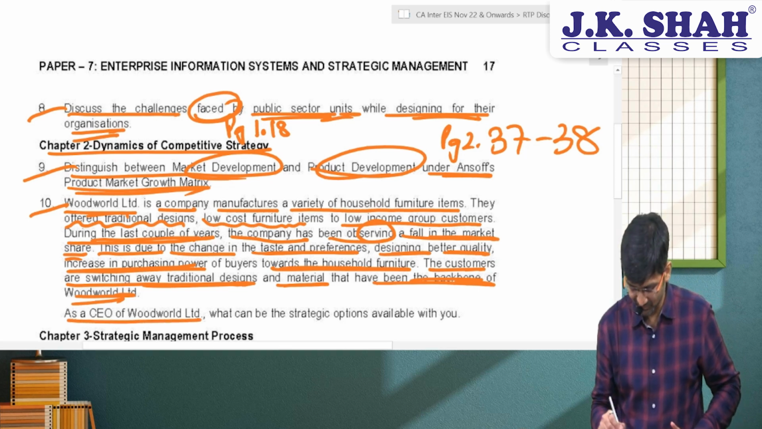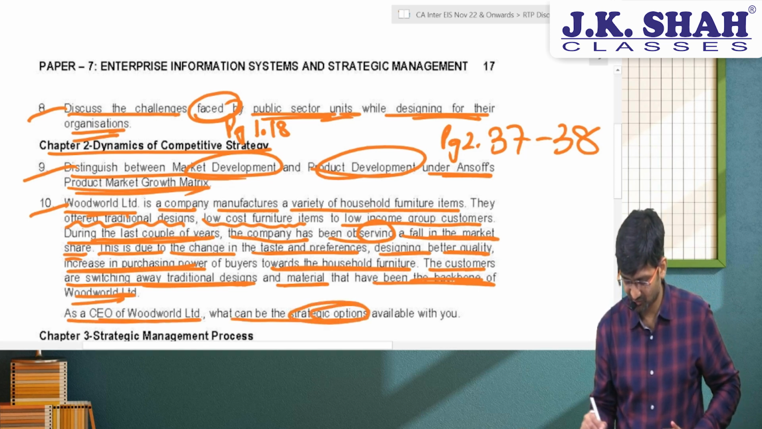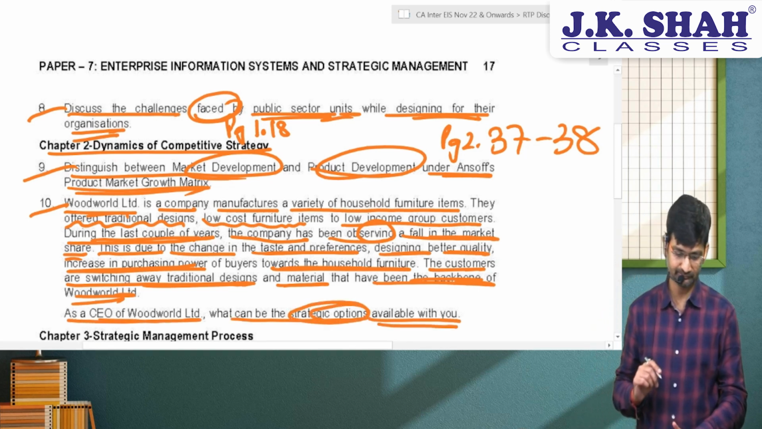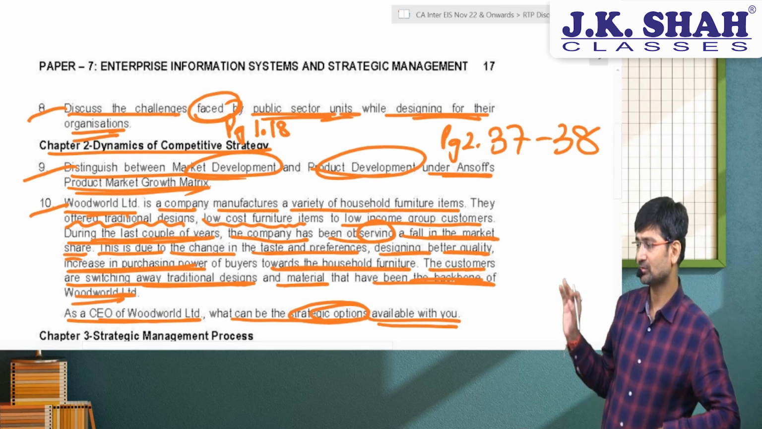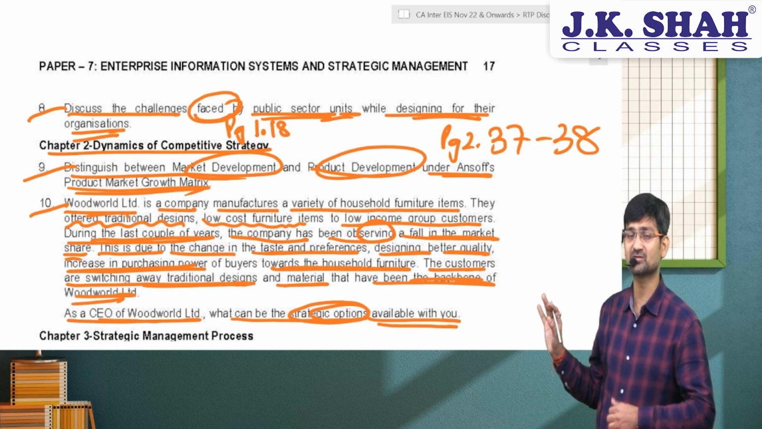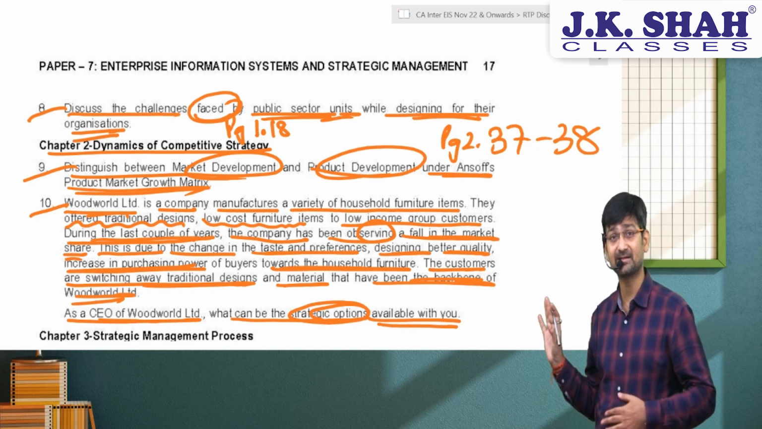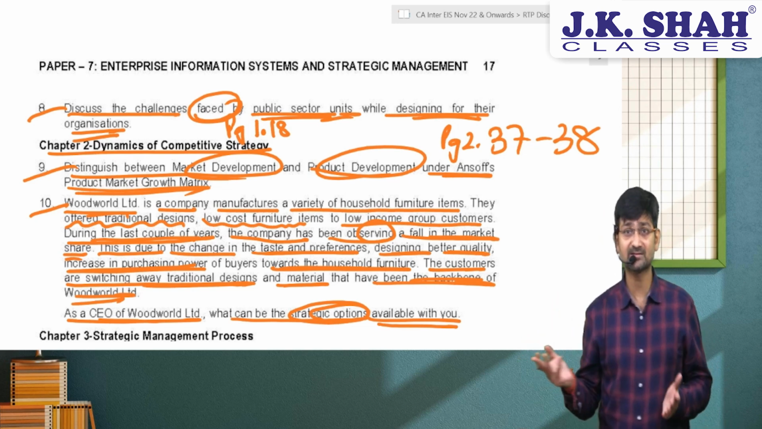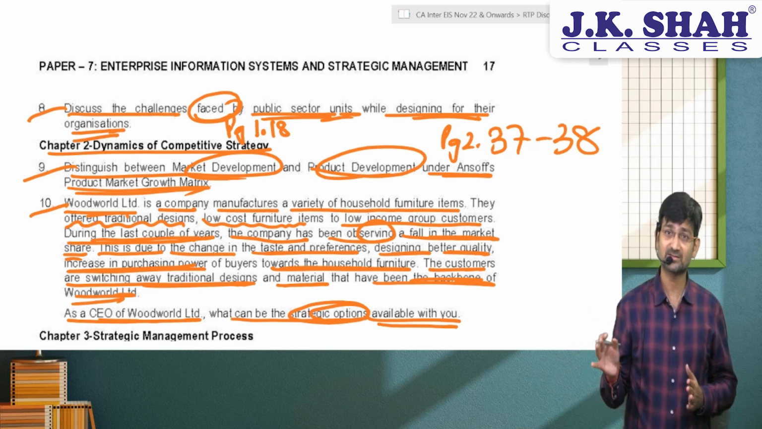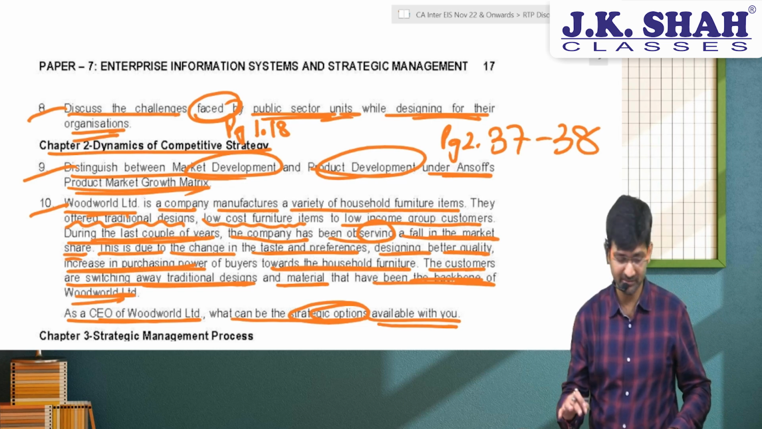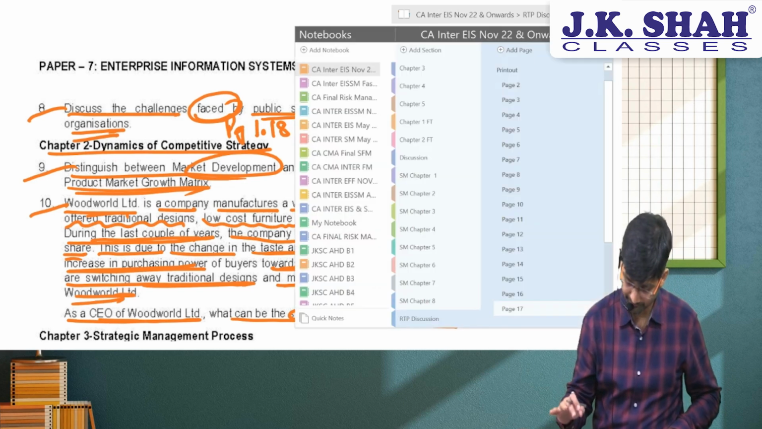As a CEO, what can be the strategic options available with you? Now when you sit down to think, you will not get a ready-made answer to this question in the ICAI chapters, and you will be like, sir, this is out of the syllabus. But this is out of the syllabus only for those people who do not read the ICAI material carefully.